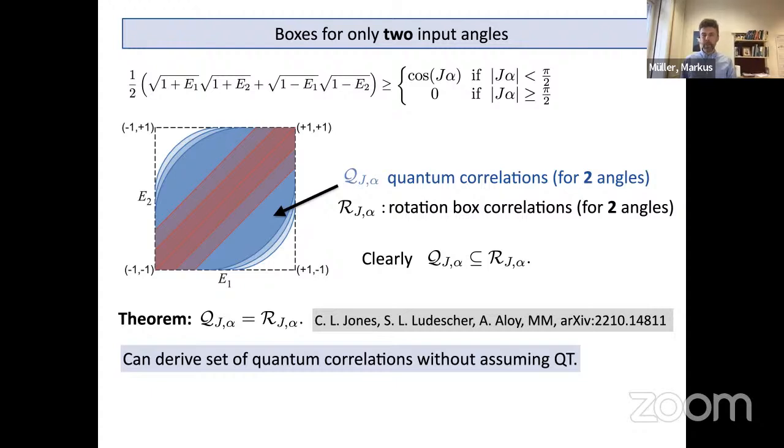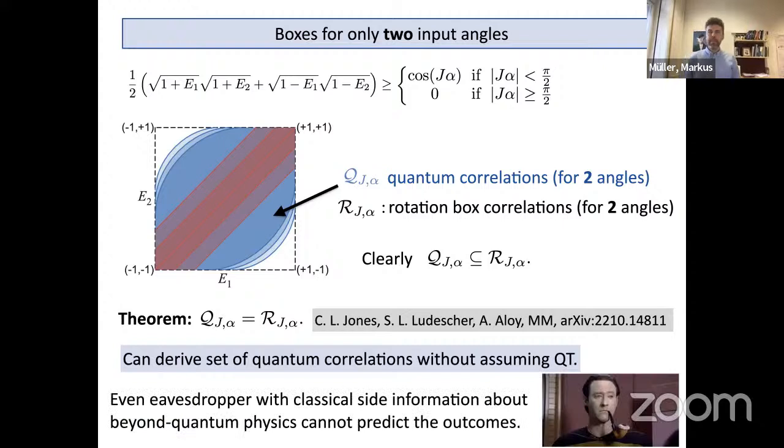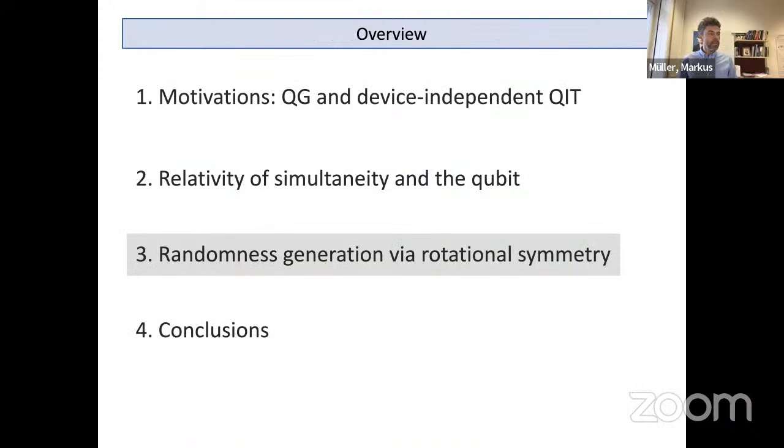Now, this also has a funny consequence, an operational, functional consequence, namely this: even eavesdroppers with classical side information about beyond quantum physics cannot predict your outcomes. So you're secure even against these kinds of science fiction Sherlock Holmes people that know better physics than you. They know you see in your lab some quantum correlation. This Sherlock Holmes knows it's not really quantum. You just see a mixture over post-quantum correlations, and he may actually know which mixtures these are. But this guy can still not use that knowledge to break your scheme and to predict the random numbers that you're generating. Right. Okay. So this is basically it.